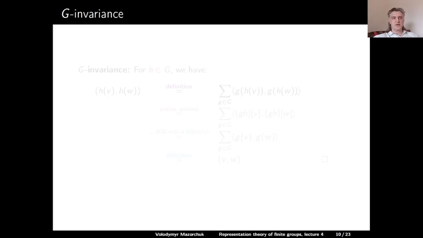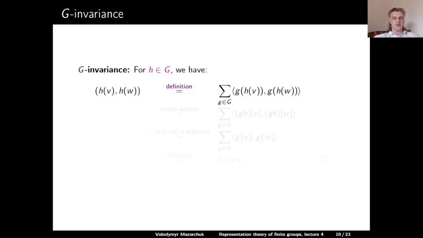Let us now check the G invariance of the new inner product. For any element h in G, let us compute the new inner product between h of v and h of w. By definition, this is equal to the sum over all g in G of the old inner product of g of h of v and g of h of w. Due to action axioms, we can write it as a sum over all g in G of the old inner product between gh of v and gh of w.